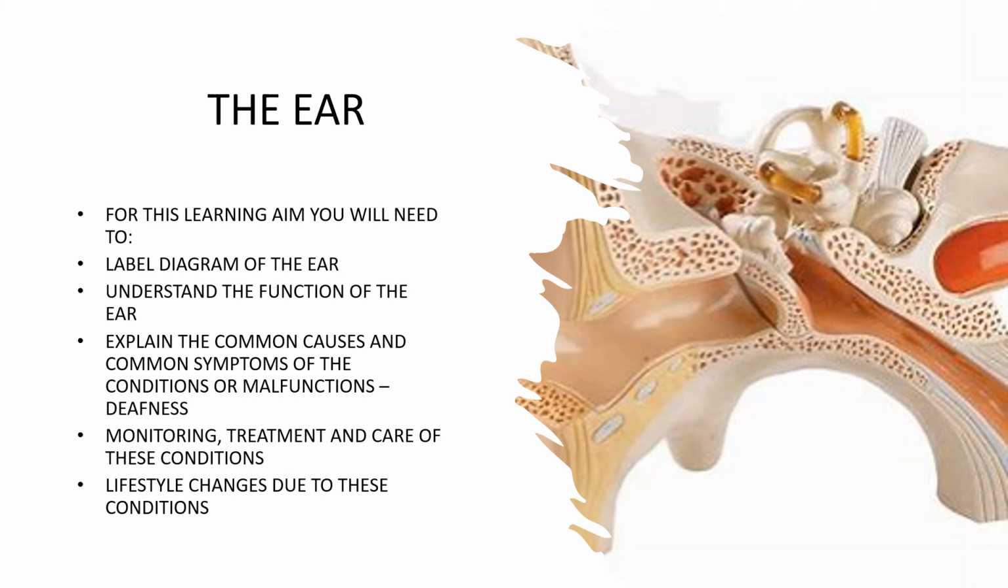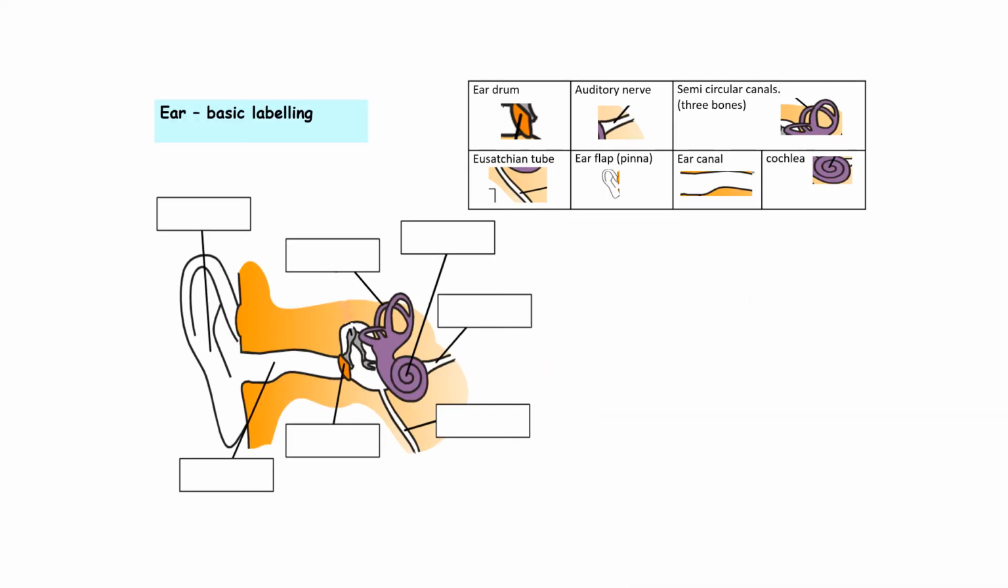Lastly, we move on to the ear, and we need to know how to label a diagram of the ear, understand the function of the ear, common causes and symptoms of the conditions of the ear, monitoring and treatment and care of these malfunctions of the ear, and lifestyle changes that need to be made due to these conditions. Here is some basic ear labeling if you want to stop the PowerPoint and have a go at putting the images in the top right box into where they belong.